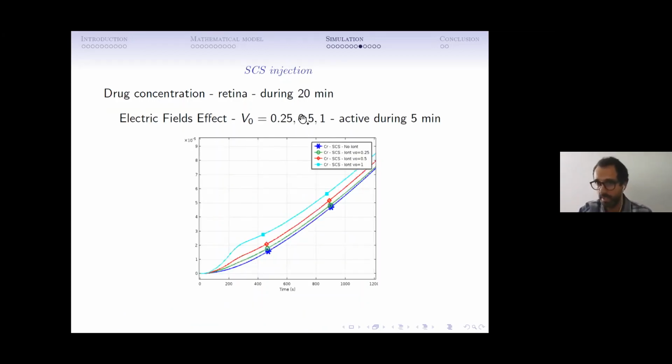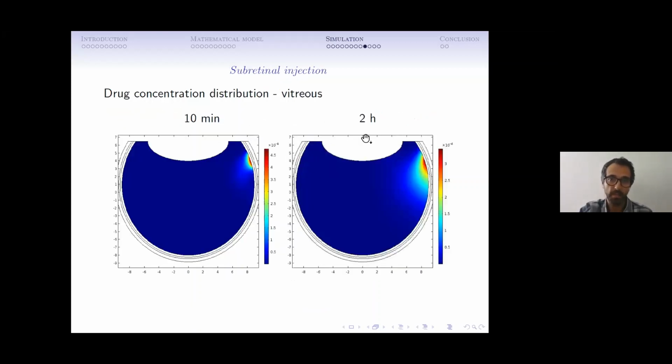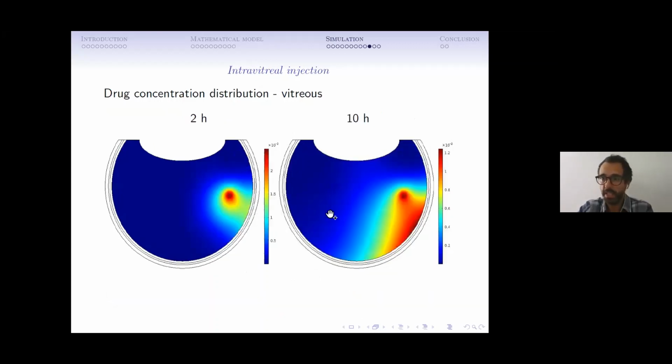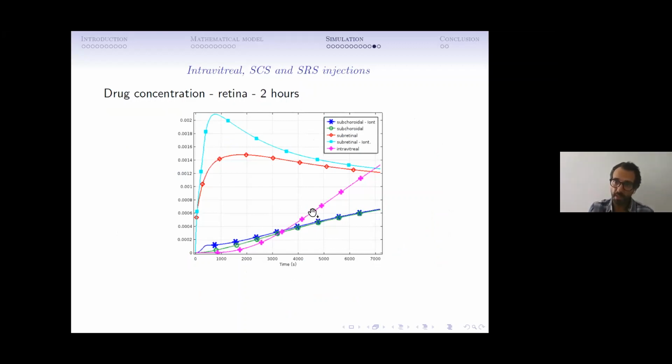If the voltage is lower, I go further. We can see here the subretinal injection. We can see here the injection that is given inside the vitreous, not on the retina. And at the end, we can compare what's happening for the different injections.